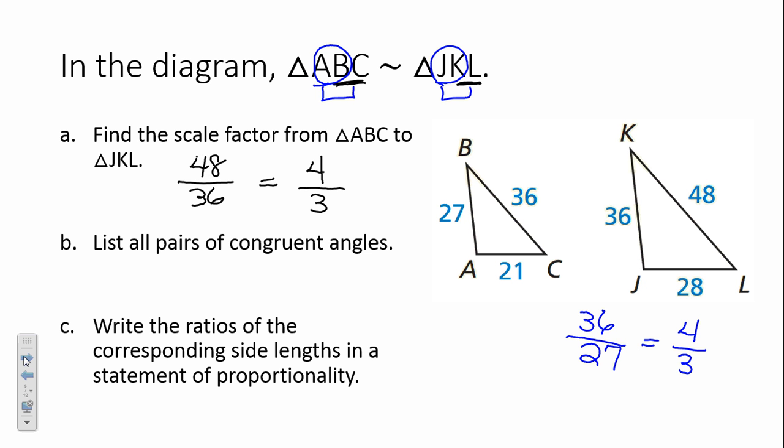Okay? The second part says to list all the pairs of congruent angles. We've done this before. If I said, which one is angle A congruent to? You would say J, the very first one listed. If I said, what is angle B congruent to? K. And finally, what is angle C congruent to? Angle L. And I know that all of you are going to want to skip writing the angle symbols. Don't. Otherwise, they're points. Points aren't congruent. They have no dimension.